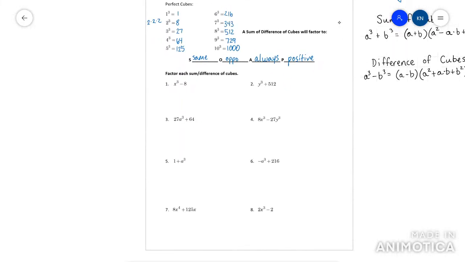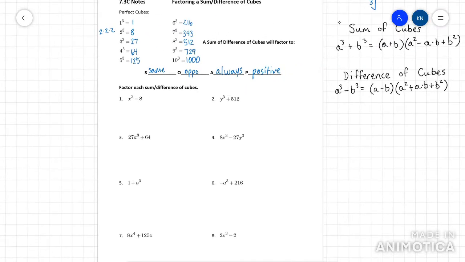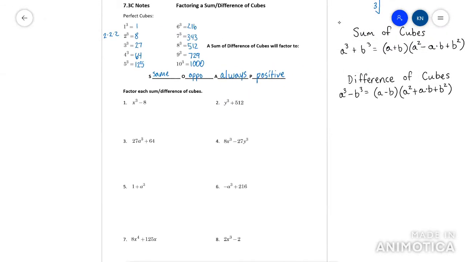Here's what you're going to want to do. First, start by getting the cube root of anything you see. The cube root of x cubed is x, and the cube root of 8 is 2. This is going to be your A and your B. Then all you have to do is plug them in. You figure out if you're using the sum of cubes equation or the difference of cubes equation. This one had a minus in the middle, which makes it difference of cubes. So you're just going to plug in A and B for all these letters.